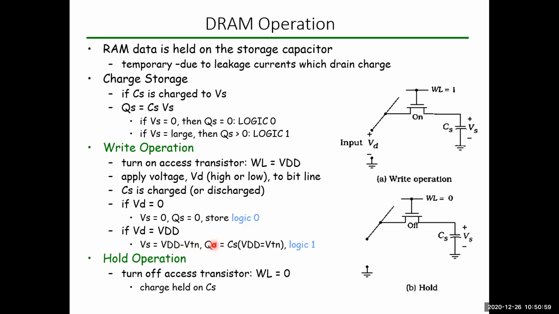Then ultimately the formula for charge is Q equal to C into V. So it is C into VDD minus VTN. So that's why we can say if some data is stored over here, we call it a logic 1 is stored.